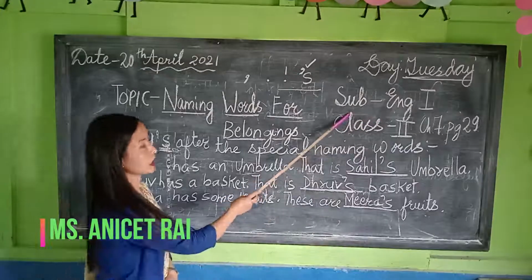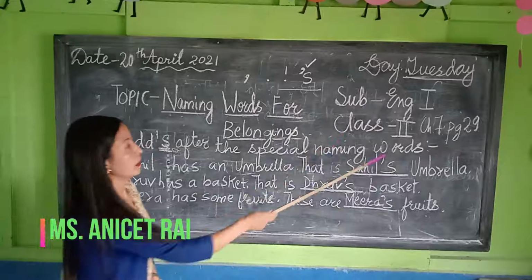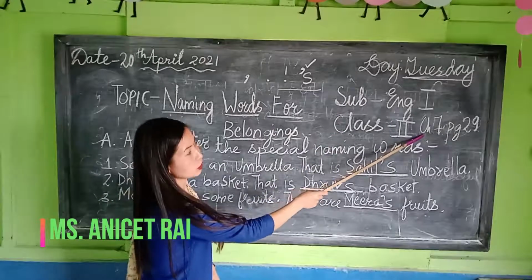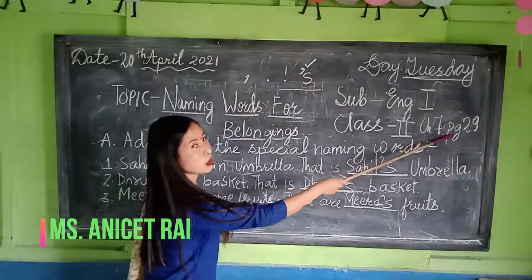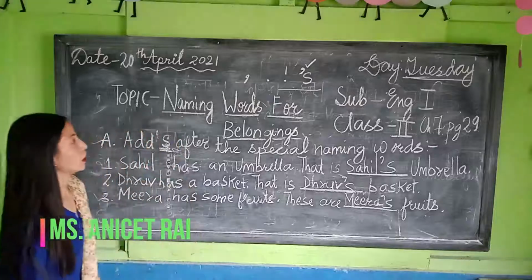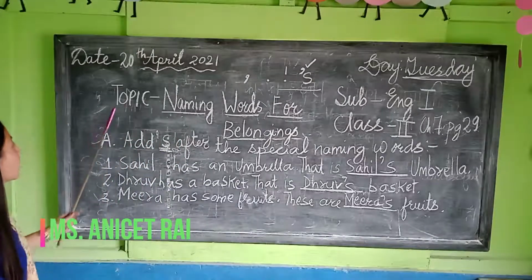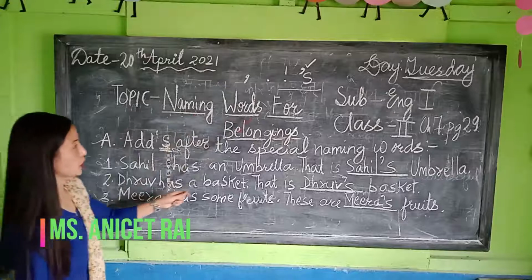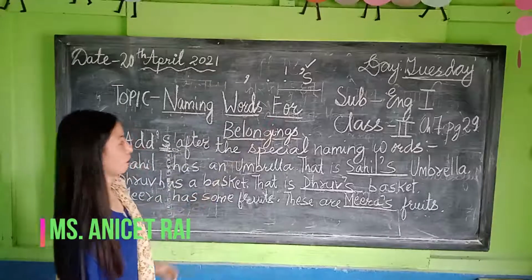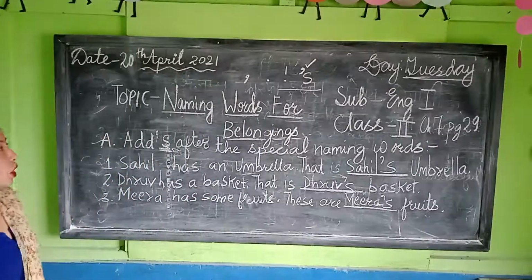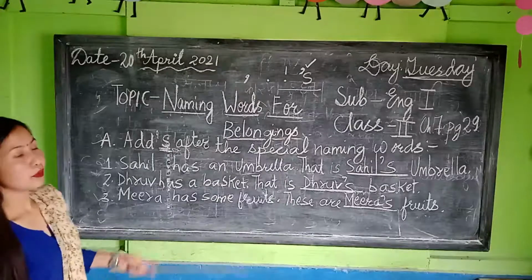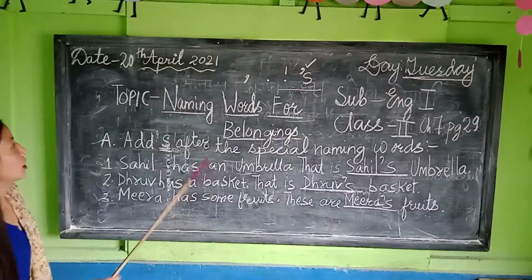English 1 subject. Okay, then for this you have to take out chapter 7 and page 29. Okay, and our today's topic is naming words for belongings. Before we start with the topic, before we go to the lesson, let us have a look here.